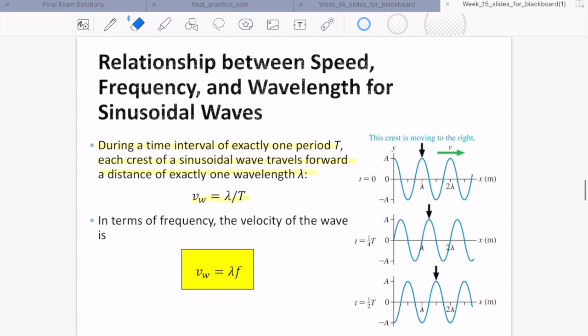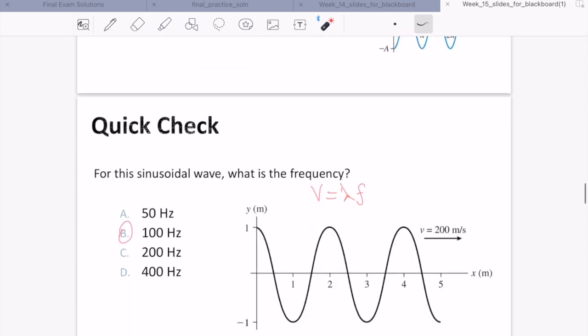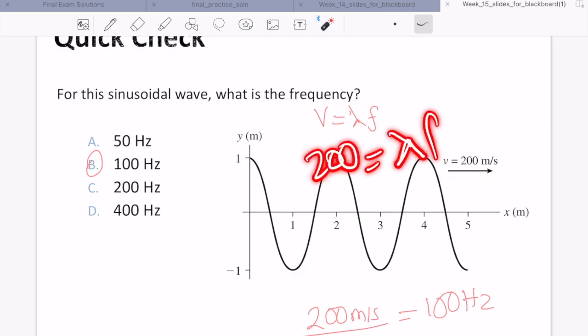And then for velocity, or the speed of a wave, that's equal to your wavelength divided by your period, or your wavelength times your frequency, right? That's very simple, just a plug-and-check equation right there. So if they were to tell us for this sinusoidal wave, what is the frequency, right? If I have a speed of 200 meters per second, this is my wavelength, this is my frequency.